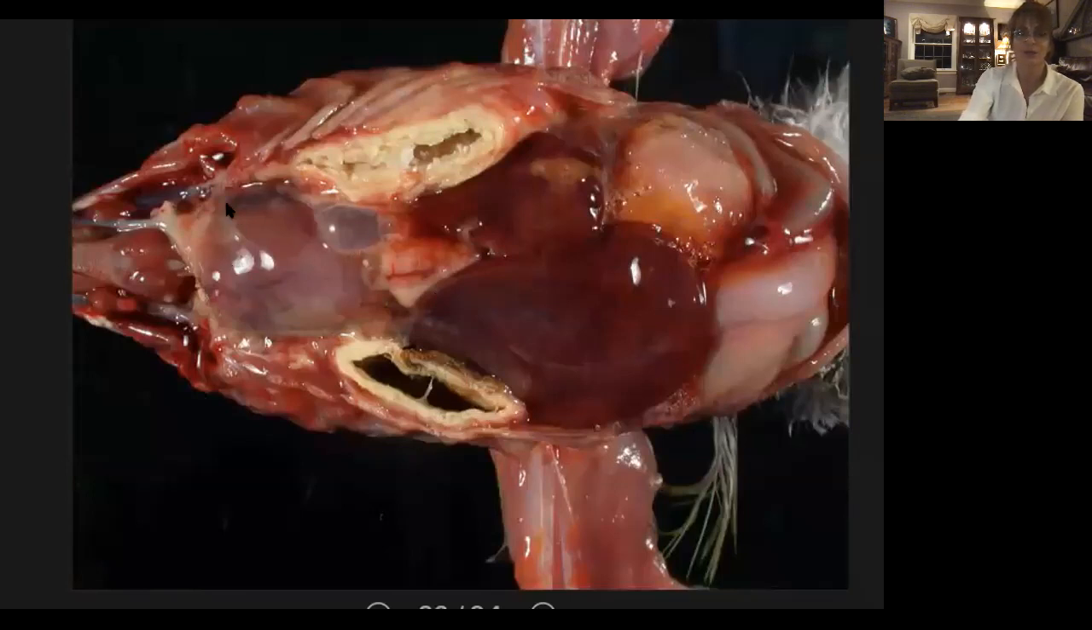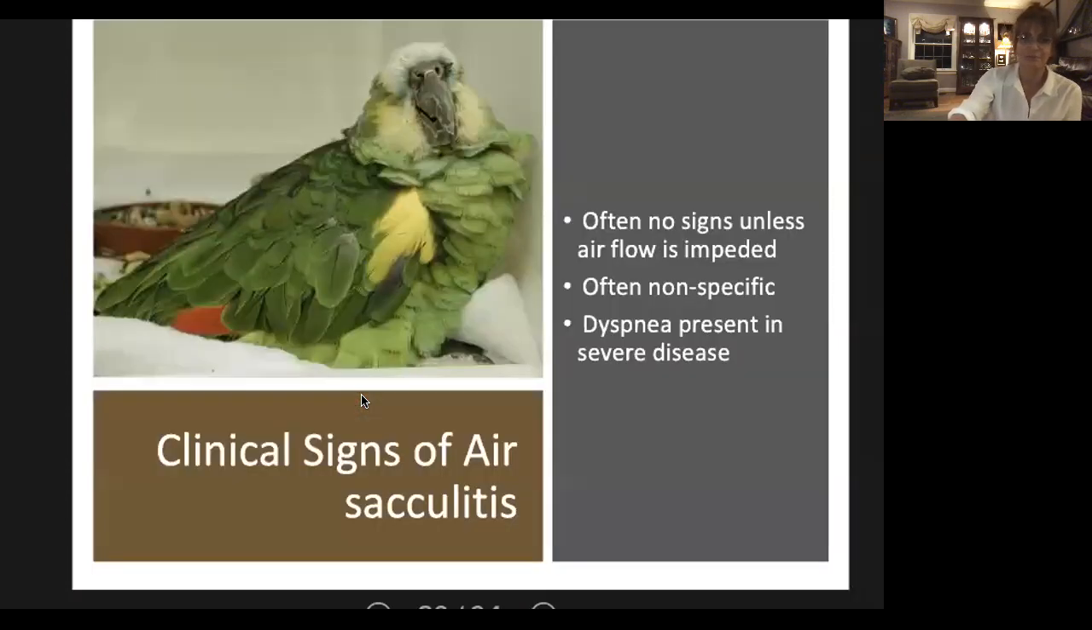Here's our heart. He has a little pericardial effusion right there. Here's our liver. Here's the gizzard, here are loops of intestine, and these are the air sacs right there, just completely thickened and covered in aspergillus. So the clinical signs, are we going to see dyspnea with air saculitis?